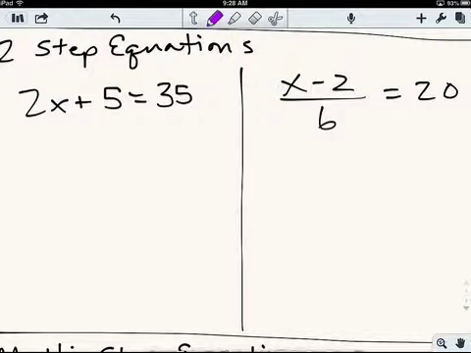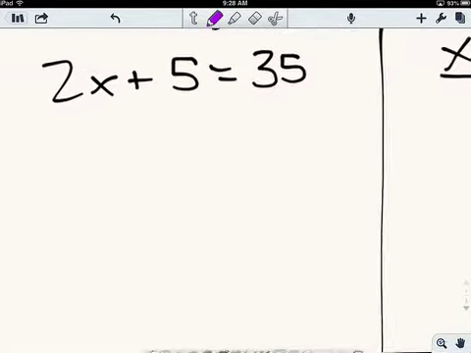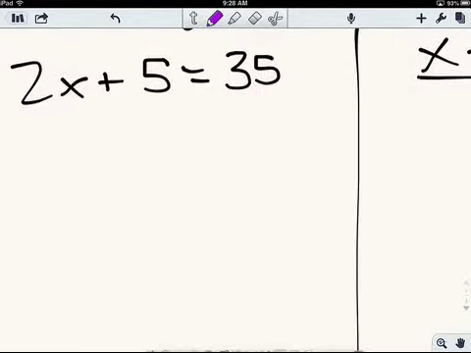For two-step equations, you're going to have to do two things to both sides of the equation in order to get x on its own. And so I'm going to look at 2x plus 5 equals 35 first. The first thing that I do is think about what I see in the problem. I see a 2 times x, and that's what it means for a 2 to be right next to a variable. It's times. And I see a plus 5.